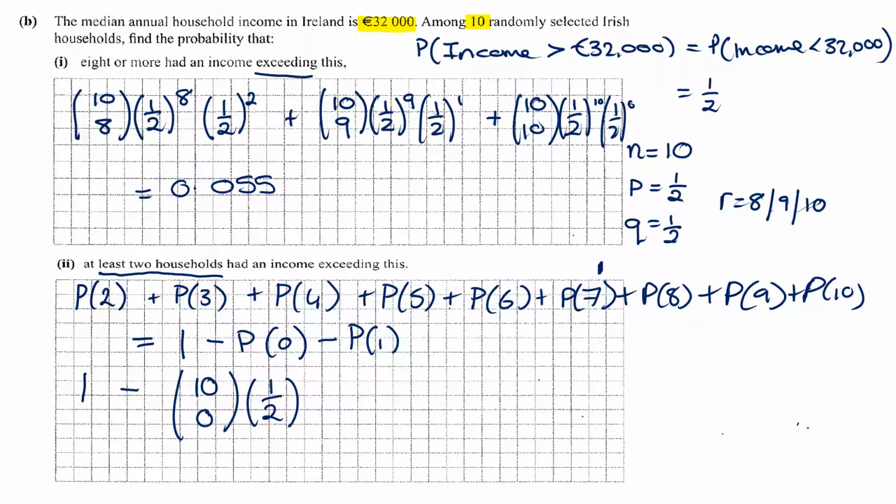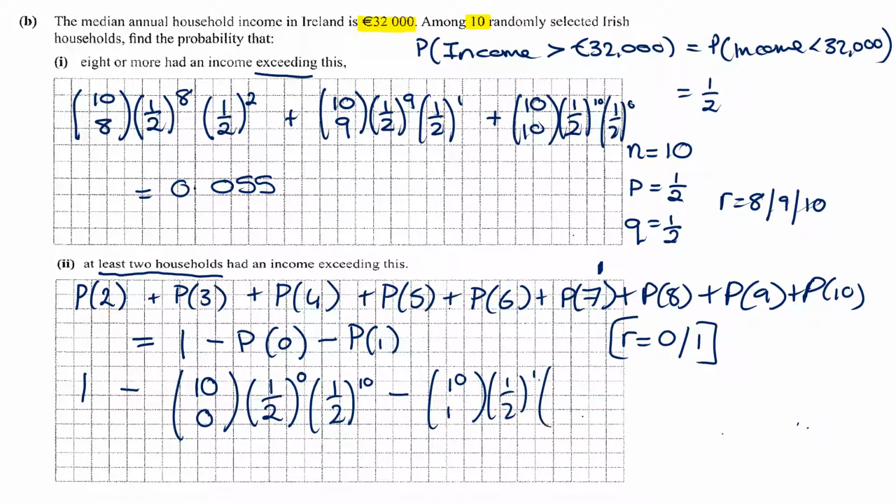This time the only thing that's changed is our r is going to be 0 and 1. So half to the power of 0, half to the power of 10, minus 10 choose 1, half to the power of 1, half to the power of 9. And when you do that, you should work out, again, show as much work as you can, it's just for pure speed, 0.99.